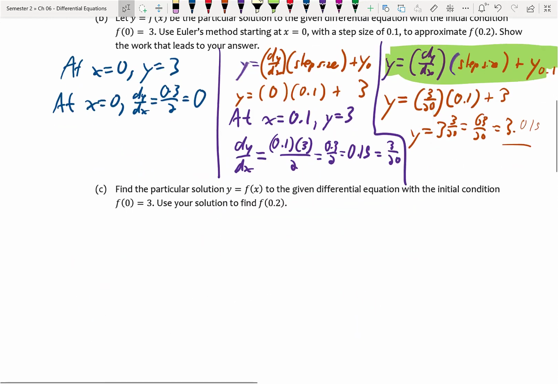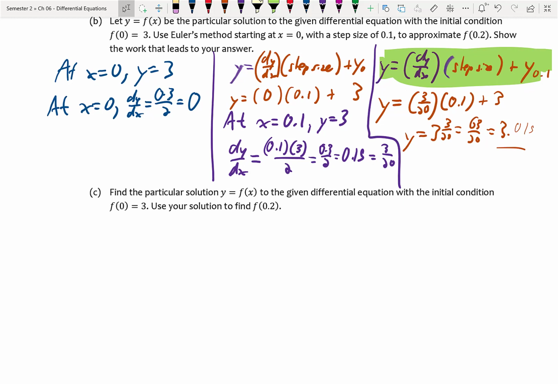Okay, let's go to the last question. I was praying that this was going to be an easier question because that took a lot of time. Find a particular solution with the initial condition of f of 0 is equal to 3, and use your solution to find f of 0.2. Oh, this means actually plug this in.